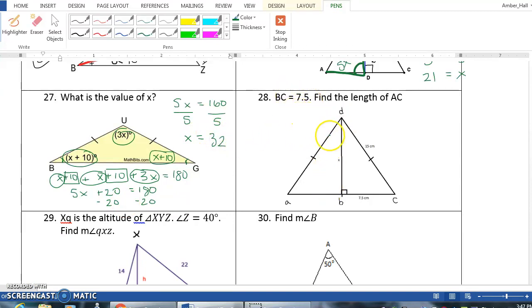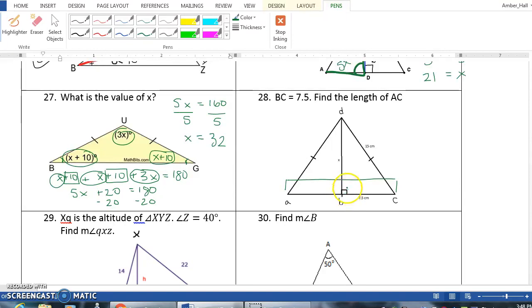28. BC right here is 7.5. Find the length of AC. So I want to find the length from here to here. Well, if I look at this triangle, I see two congruent sides, which means that this is an isosceles triangle. And I see that I have an altitude right here because it goes through the vertex and creates a 90 degrees.